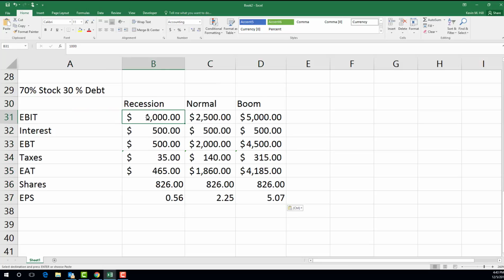So we're going to see that we need to make some subtle changes here. Make sure I'm doing this in the right order: 70% stock, 30% debt, right. So this formula here, the interest, we are going to finance 30% of it through debt, not the full 100%.